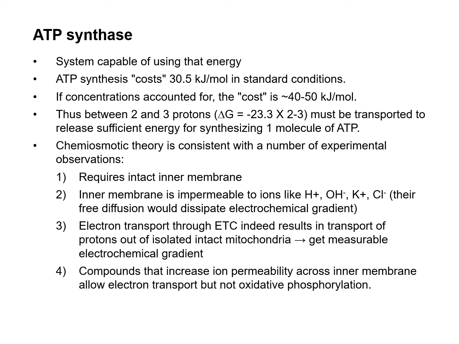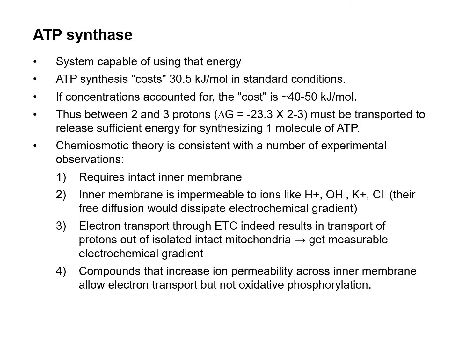And chemiosmotic theory is consistent with a number of experimental observations. What they've done is isolate the intact mitochondria, but in this case, those mitochondria must have the intact inner membrane. Otherwise, all the ions can diffuse in and out to dissipate the electrochemical gradient. And also, the inner membrane should be impermeable to ions such as hydrogen cation and potassium ions and so on, because their free diffusion would also dissipate the proton gradient.